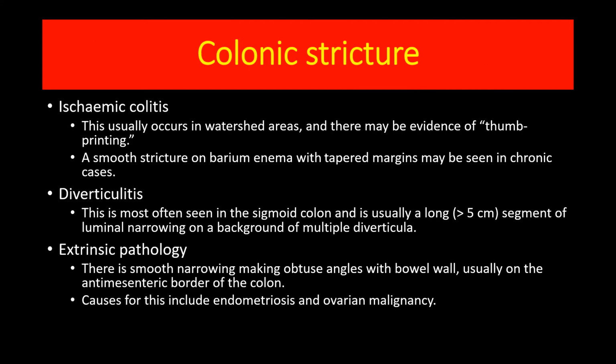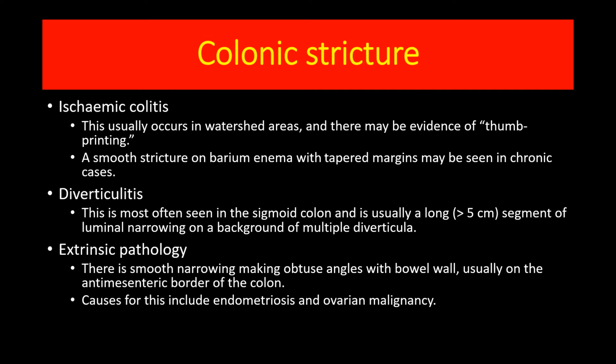So the presence of this kind of polypoidal lesion, or if there is a pit or a depression in the polypoid, or a flat polypoidal lesion, suggests more towards a malignancy. Now if you see colonic strictures, the causes of colonic strictures can be ischemic colitis, diverticulitis, or any extrinsic compression other than the malignancy.